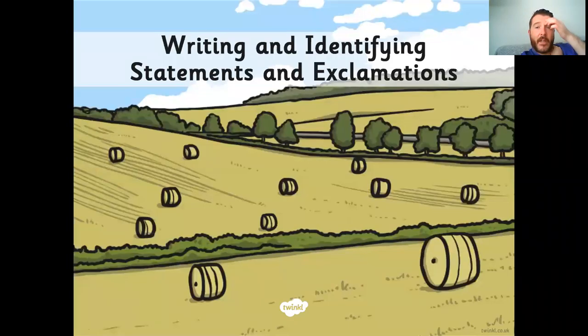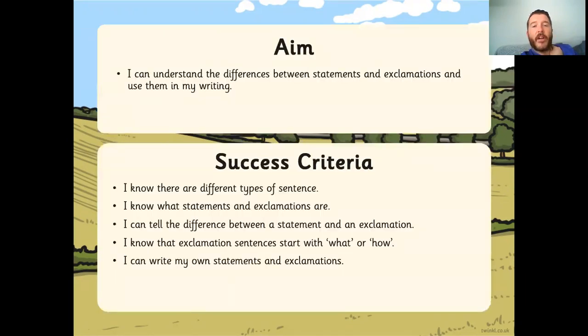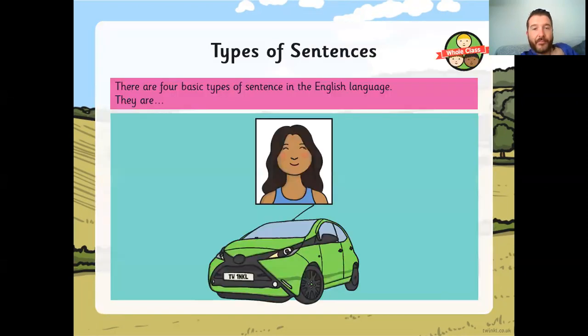Okay? So, how do we write and identify statements and exclamations? We're going to understand the differences between statements and exclamations and use them in our writing. We're going to know there are different types of sentence, know what statements and exclamations are, tell the difference between a statement and an exclamation, know that exclamation sentences start with what or how, and we're going to know how to write your own statements and exclamations.